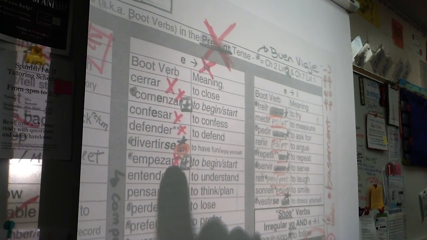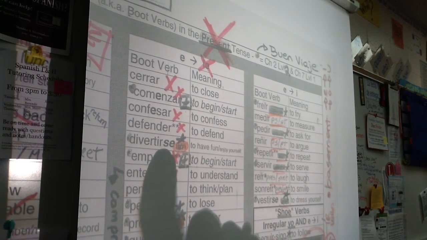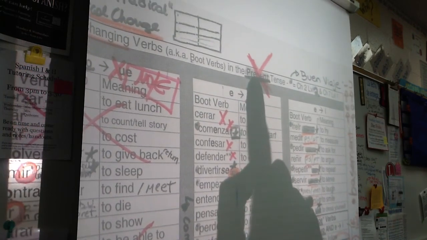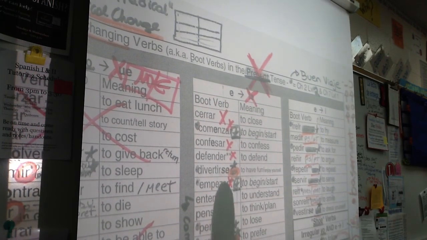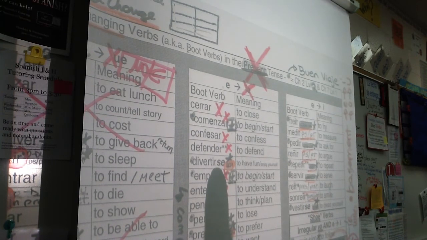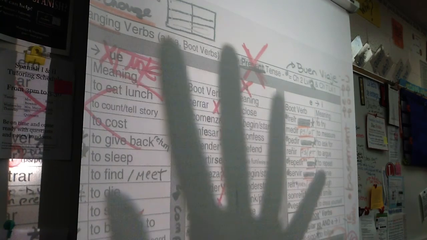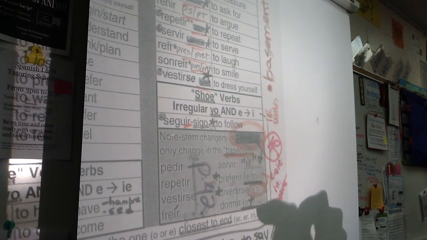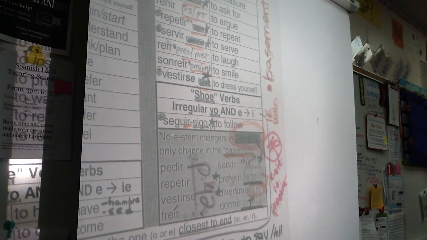What if it happens to be an ER or an IR verb that is an E to IE boot, present tense verb? Now it's going to be an E to I, basement, preterite. So all these verbs that have IR in them will either make an E to I or an O to U change only in the basement, only for preterite verbs that end in IR. Everybody see how to look at the chart two different ways? Okay. Let's go back and do divertirse.